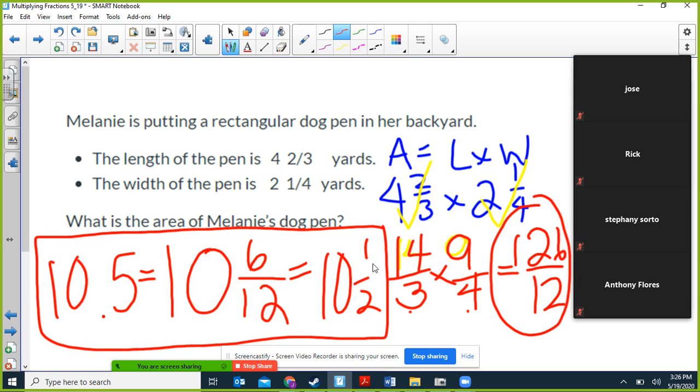All right. Let me go ahead and stop sharing. Make sure you've jotted that answer down for number 7.